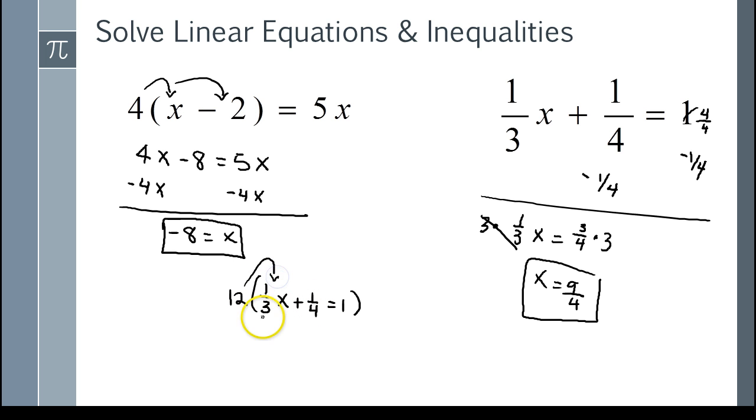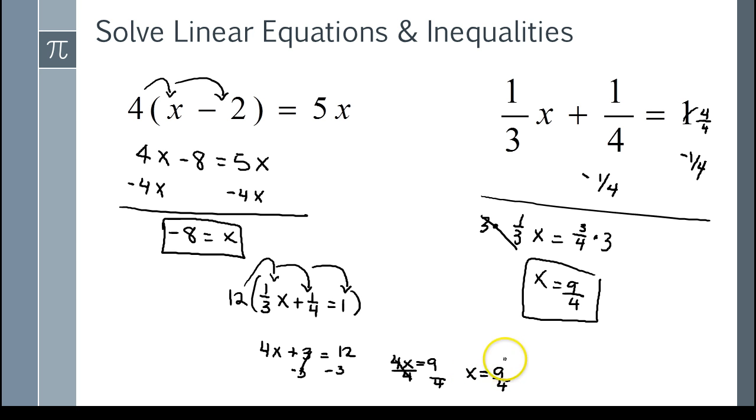So when I go ahead and distribute my 12, 1/3 x times 12 is going to give me 4x. Then 12 times a fourth is going to give me 3, and then 12 times 1 is going to give me 12. So now I have 4x plus 3 equals 12. I subtract 3 from both sides. I'm going to get that 4x is equal to 9. Divide both sides by 4, and look at that, I got the exact same answer of 9/4. So that's going to give me my answer, and I'm all set. Remember that you can always give answers as decimals or fractions. It won't ever matter to me. Just make sure that your fractions are reduced if they can be.